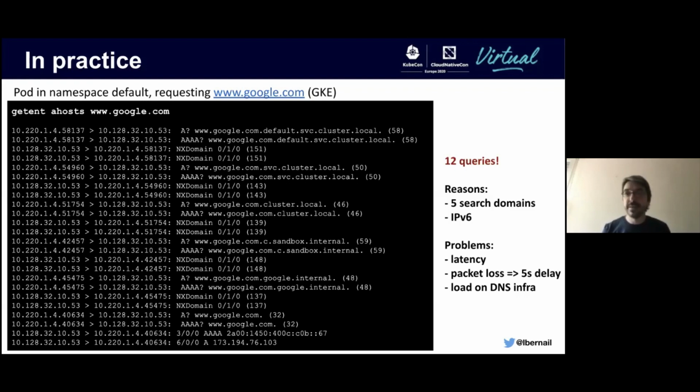The first one is latency, of course, because if you're making 12 queries, it's going to take longer. Also, if any of these packets is lost, your resolver is going to retry, but it's going to wait for 5 seconds because the default DNS timeout is 5 seconds in Linux. And finally, we're managing the DNS infra, and we care about having as few queries as we can because it stresses the DNS infra.